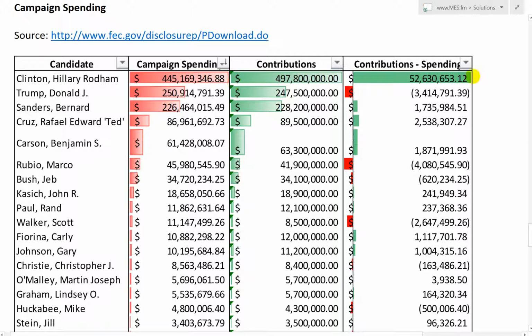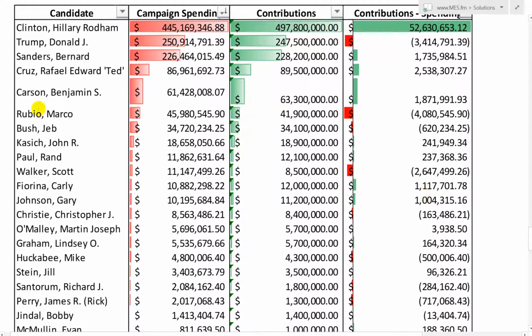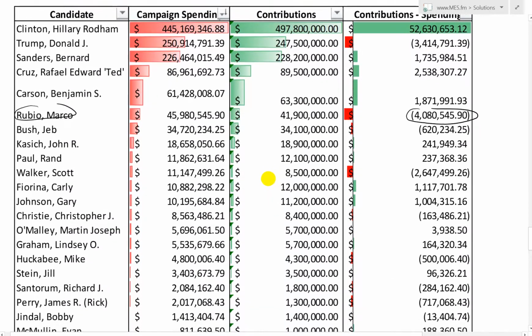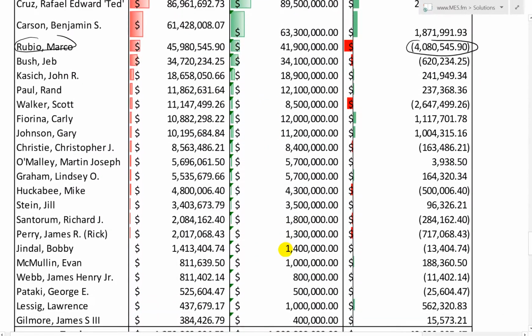Hillary still has $52 million on the table. Trump is in debt $3 million, or lost some money. Marco Rubio is interesting. He is actually $4 million negative right there. He raised a lot of money, but he spent more money than he raised. So this is a pretty interesting graph.